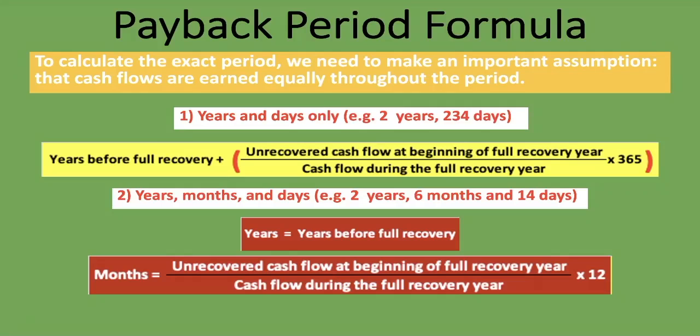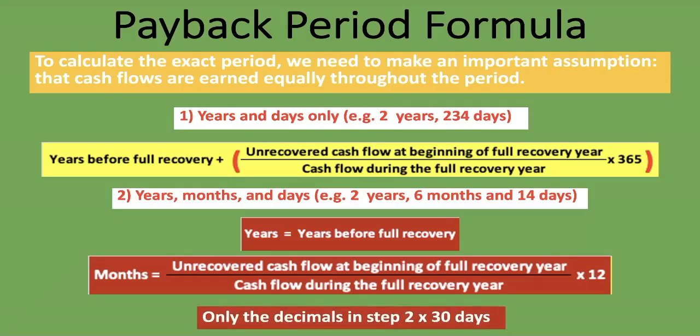And you can see the difference between the two formulas. On top here we multiplied by 365, but here we are multiplying it by 12 to get the number of months. And when we get the answer in months, we'll just take the whole number and ignore the decimal. We will not include the decimal. And here's where we'll use the decimal. It's going to be the decimals that we have calculated in step 2 multiplied by 30 days. That is how we will get the number of days.